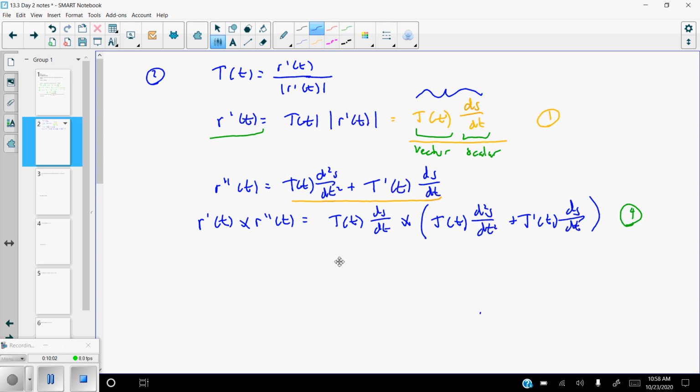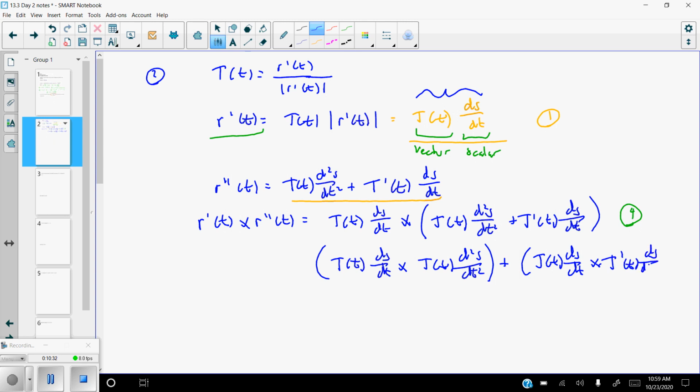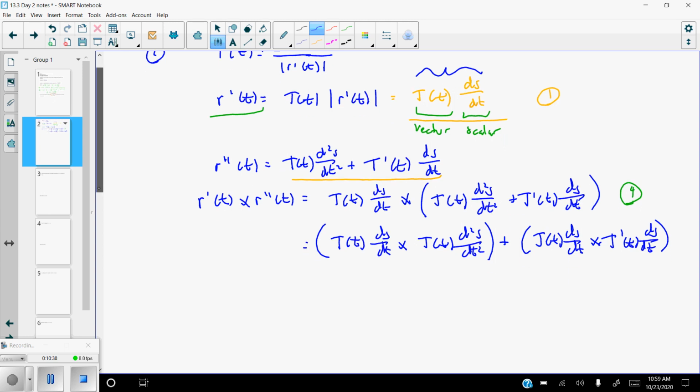So I'm going to have T of t ds dt cross with T of t d squared s over dt squared. That's the first one. Plus, now we'll distribute the first thing to cross it with the second one. So we're going to have T of t ds over dt cross with T prime of t ds over dt. Okay, we're getting there. It's not too much longer.